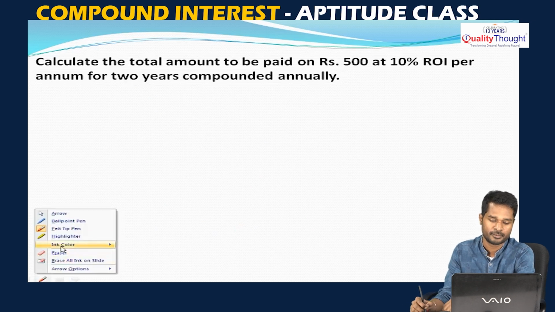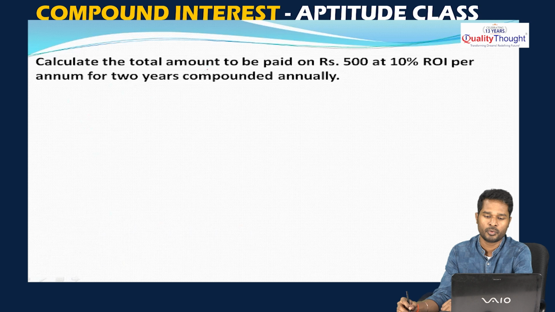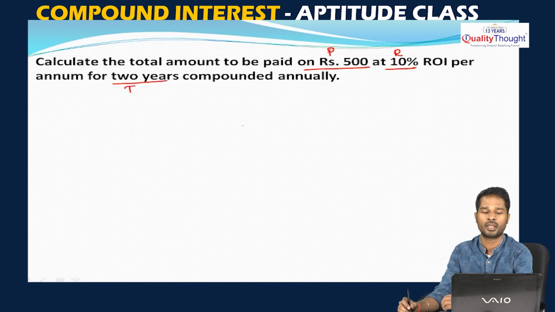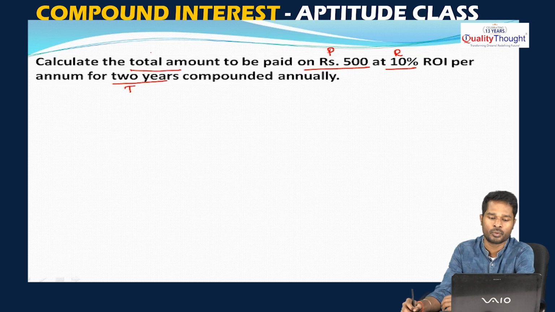See question number 1. The question says, calculate the total amount to be paid on 500 rupees at 10% rate of interest per annum for 2 years compounded annually. Now, P is 500 rupees, the rate of interest is 10%, and the time period is 2 years. Now we need to find the total amount to be paid.